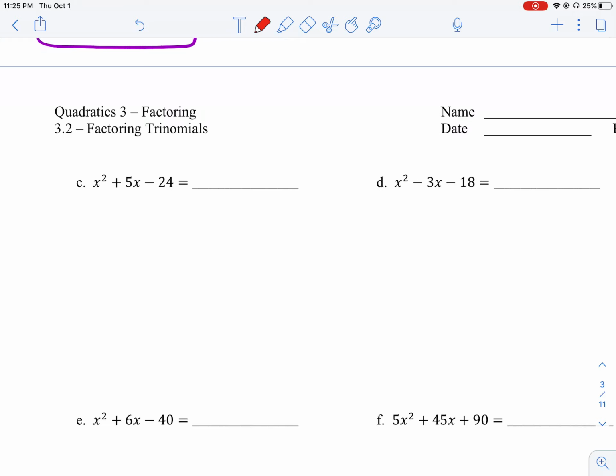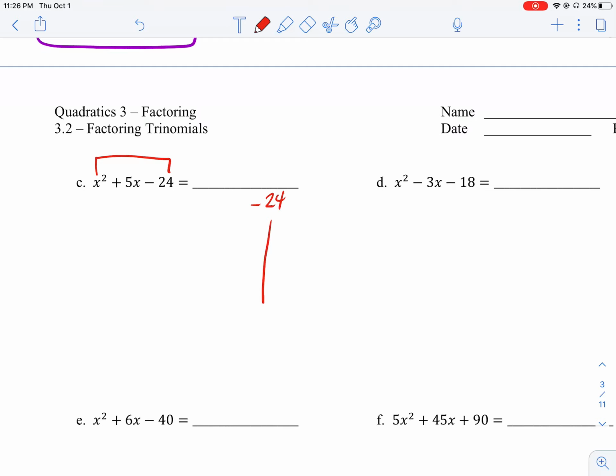Okay, two more problems. We have x squared plus 5x minus 24. So multiply a and c. That is a negative 24. So what gives negative 24 when you multiply and then it gives you a positive 5 when you add them? Any idea? You can use 12 times 2 is 24, right? But does that give you 5? It will not give you a 5. So that's not a perfect pair.